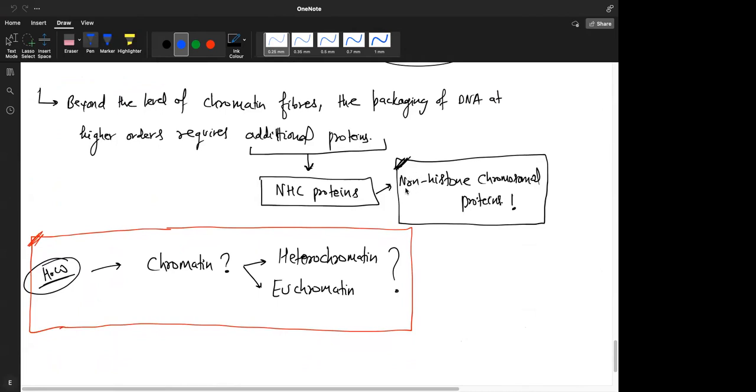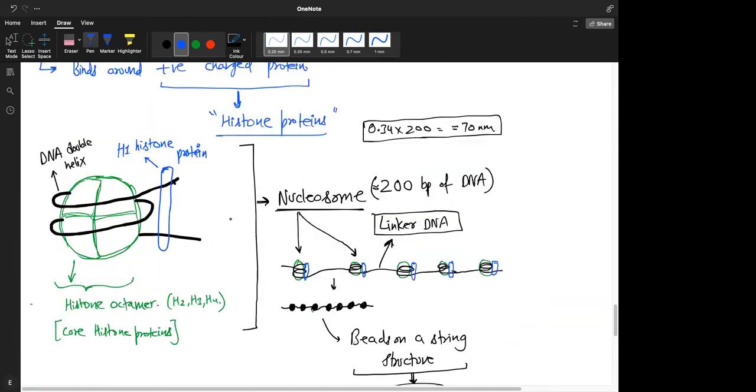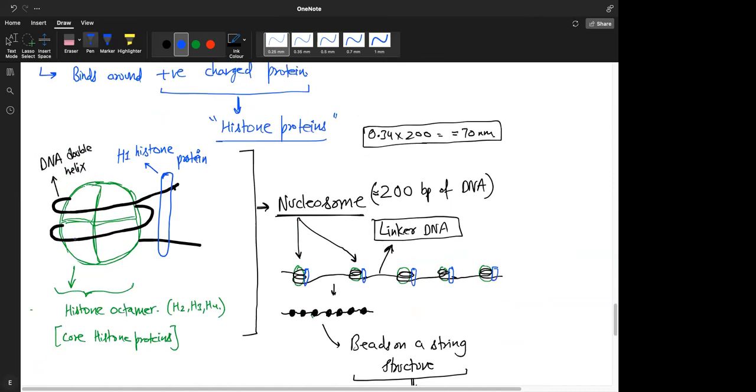Suggests they are called non-histone chromosomal proteins, NHC proteins. I told you that during nucleosome formation, there are histone proteins, right? Yes, sir. Histone proteins are used during the early or initial levels of condensing of the DNA.